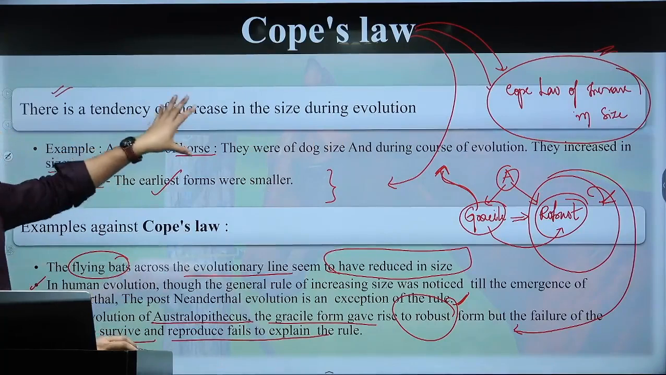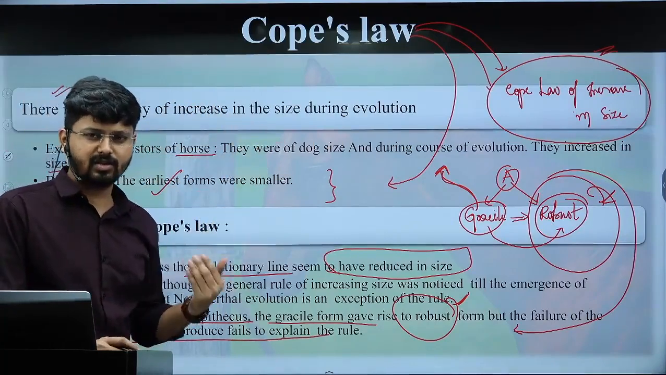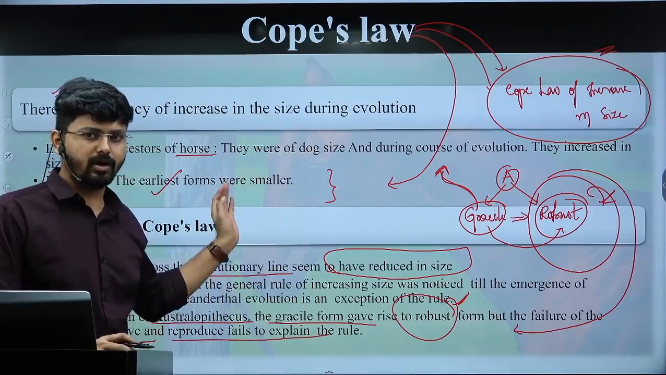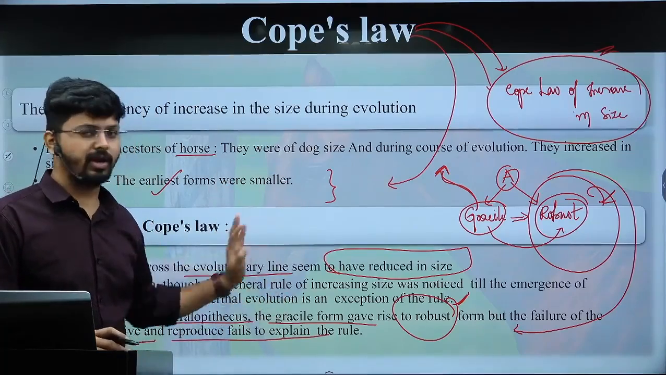So Cope's law you have understood, right? It is nothing but an increase in size throughout evolution, but it is not always true. There are many examples which violate Cope's law.